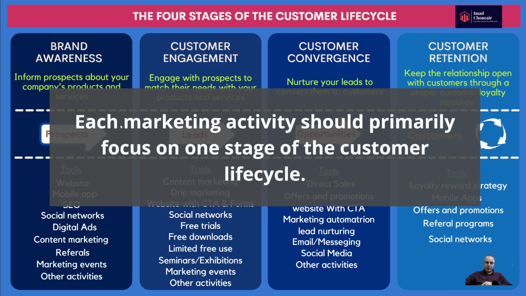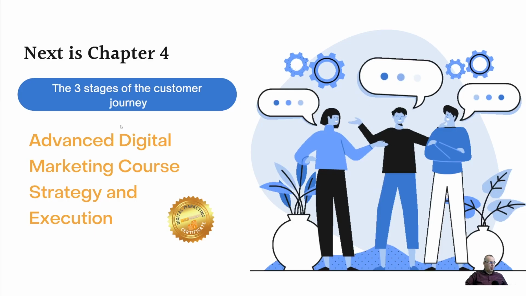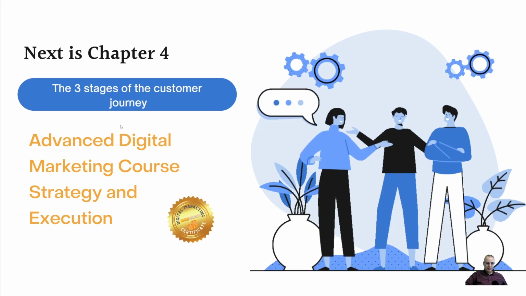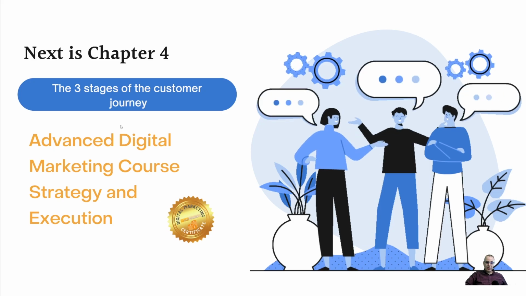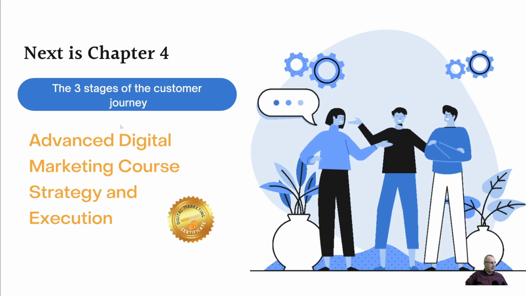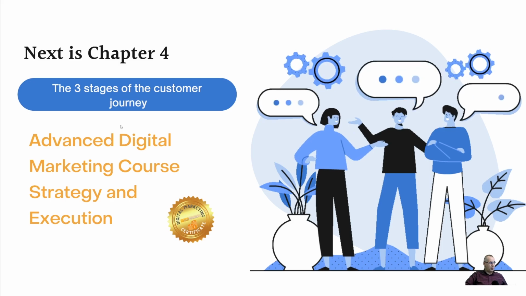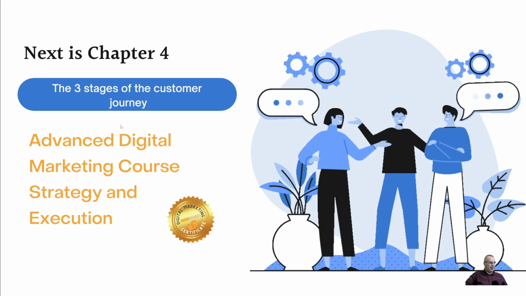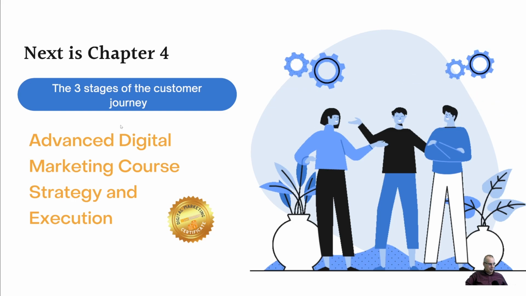So when you put together your marketing activity plan, for every activity you will mention whether this activity is for brand awareness, customer engagement, customer conversion, or customer retention. I hope you enjoyed this chapter, and I look forward to seeing you in the next chapter, which is chapter 4, about the 3 stages of the customer journey.